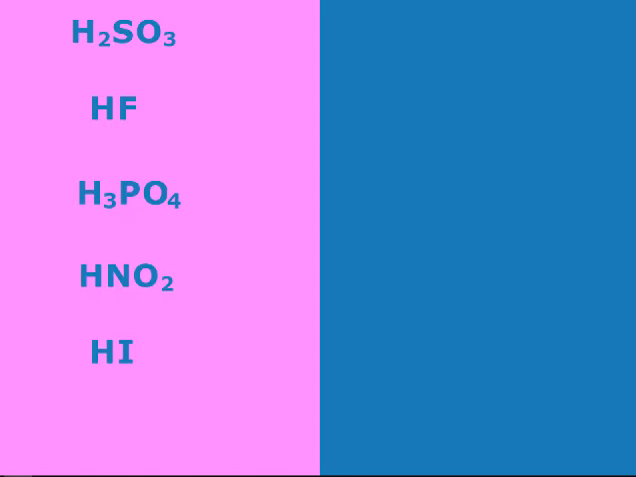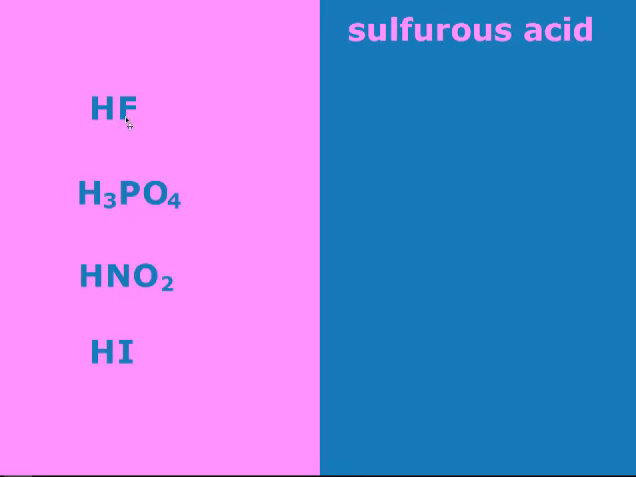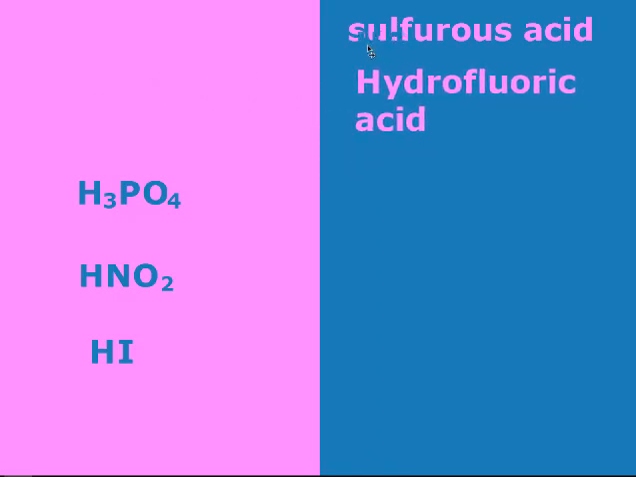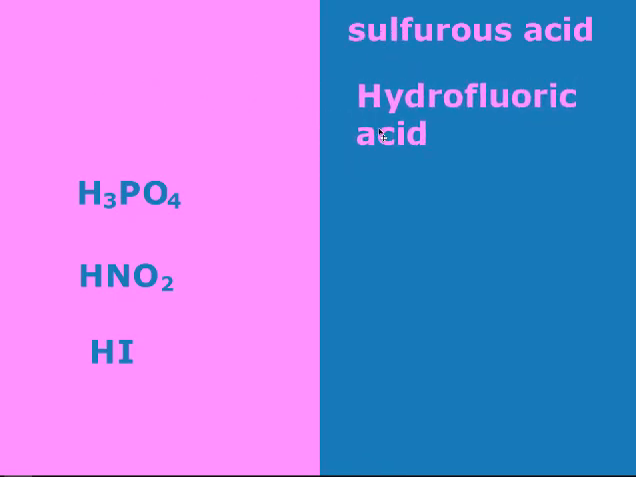So go ahead and pause the video and try these first two on your own. Restart when you finish the first two. So SO3 was sulfite. So sulfite goes to sulfurous acid. Fluoride goes to hydrofluoric acid.